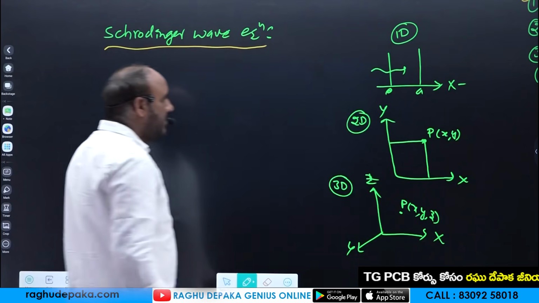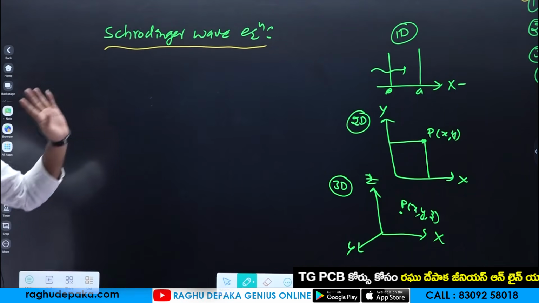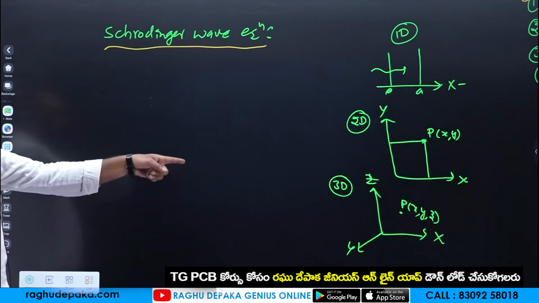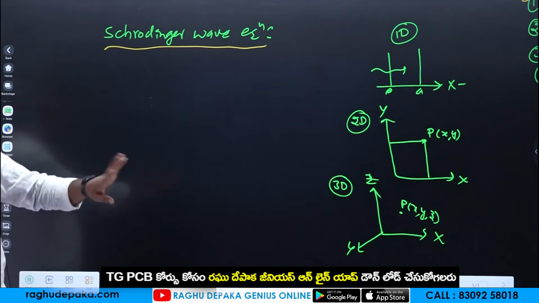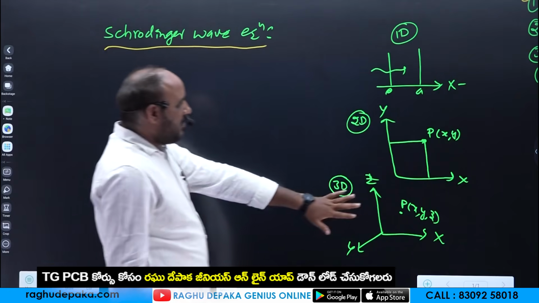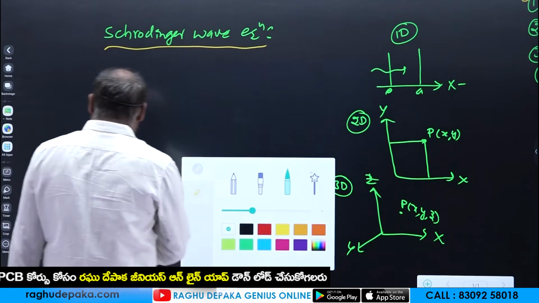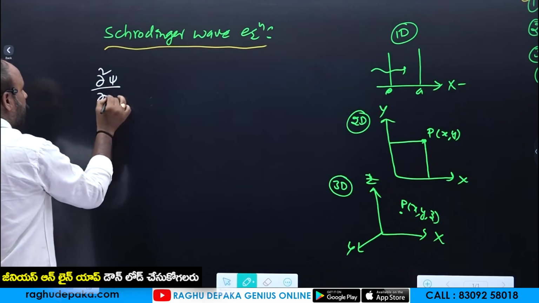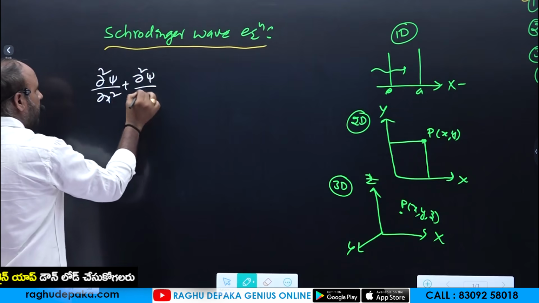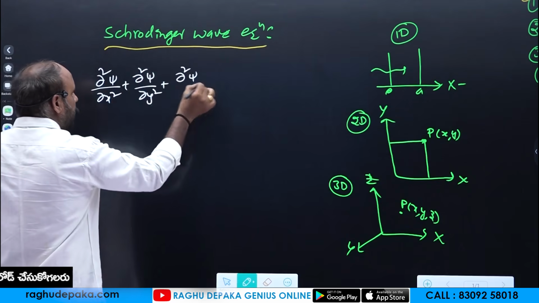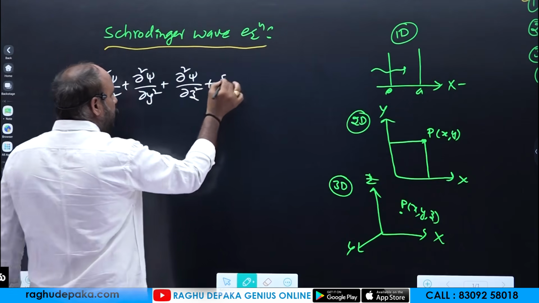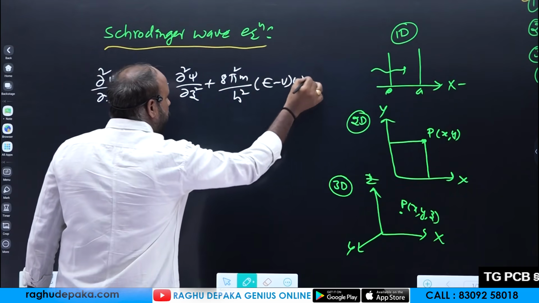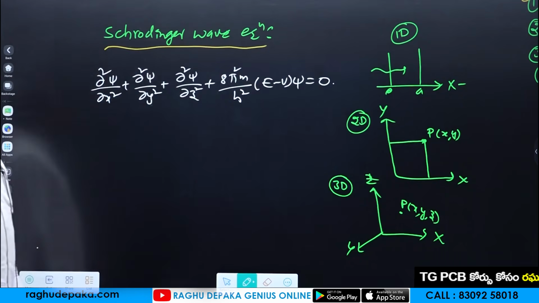For the Schrodinger wave equation, one dimension means we only consider the x dimension, two dimensions means we consider x and y, three dimensions means we consider x, y, z. With consideration of all the dimensions, how do we write the Schrodinger wave equation? It is dou square psi by dou x square plus dou square psi by dou y square plus dou square psi by dou z square plus 8 pi square m by h square into (E minus V) into psi equals 0. This is the Schrodinger wave equation.